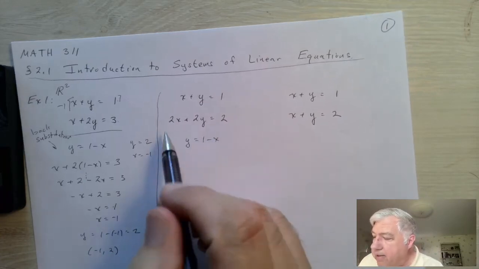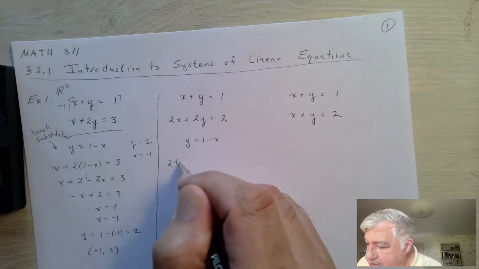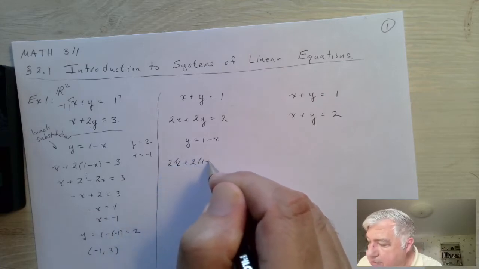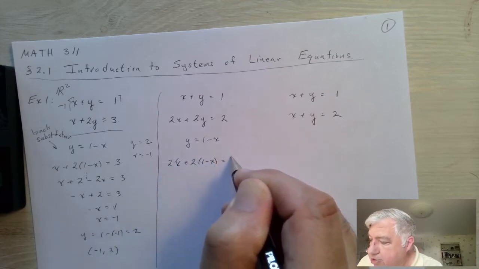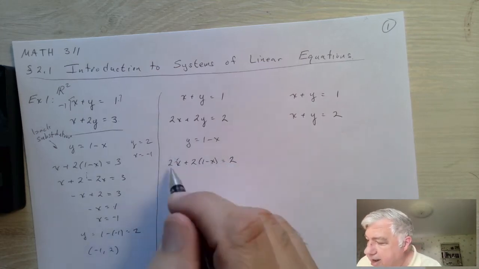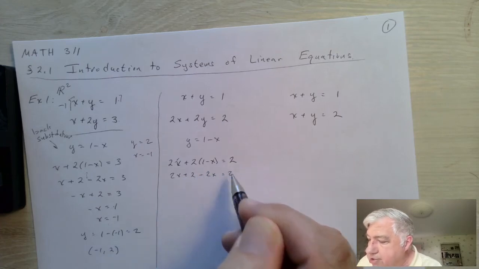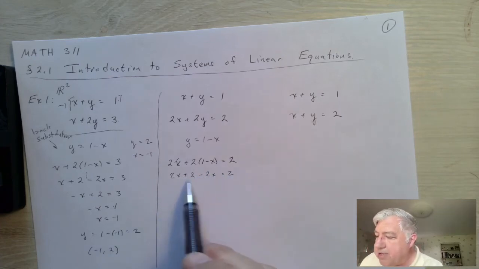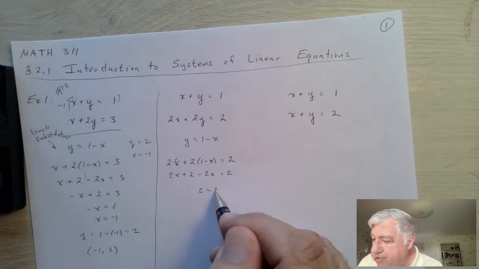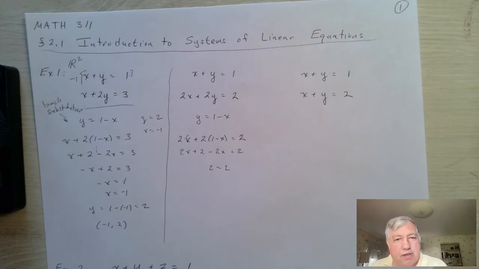And if we plug that into the second equation, we get 2x plus 2 times 1 minus x equals 2. Then we get 2x plus 2 minus 2x equals 2. The 2x's cancel, and we get 2 equals 2. And that doesn't really give us anything, right? While this is true, this doesn't really tell us what x and y should be.